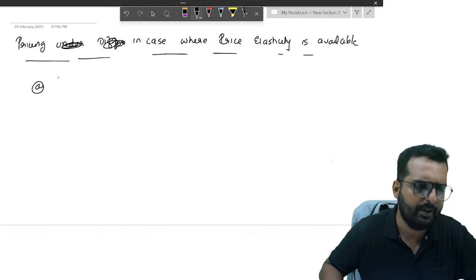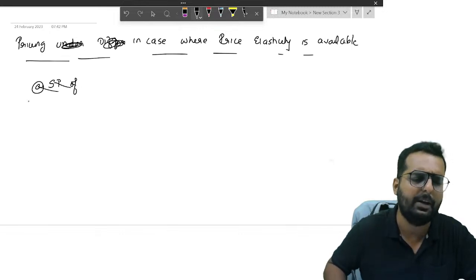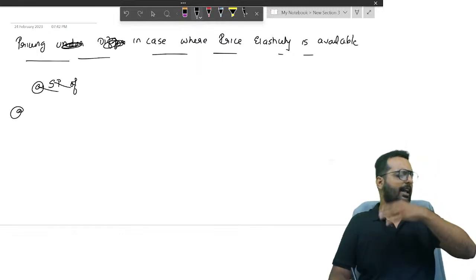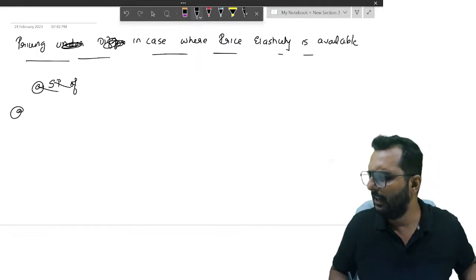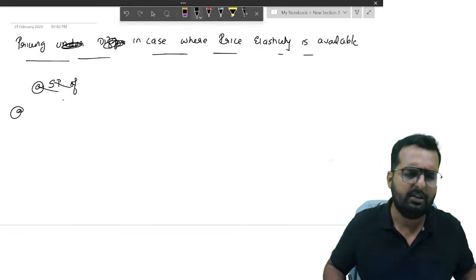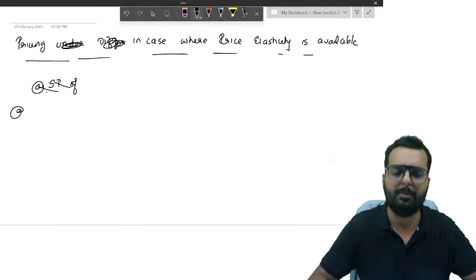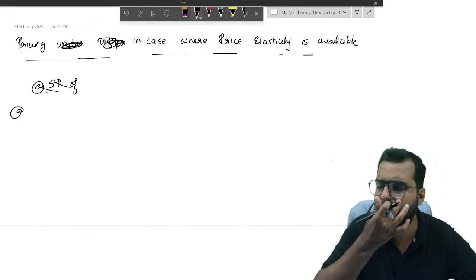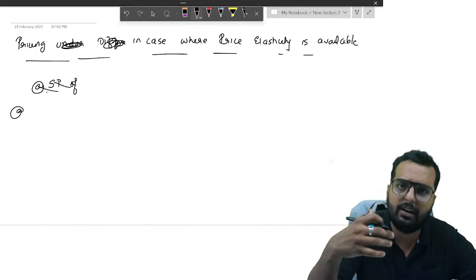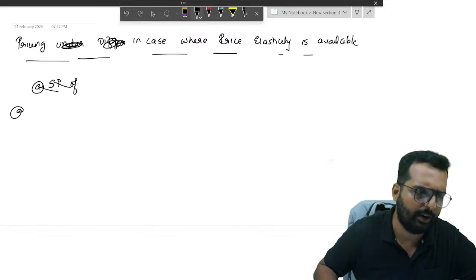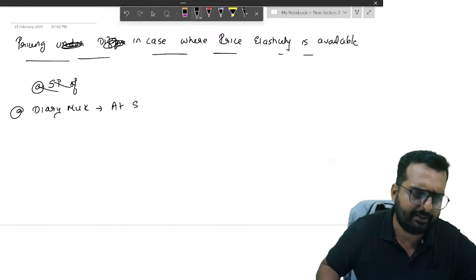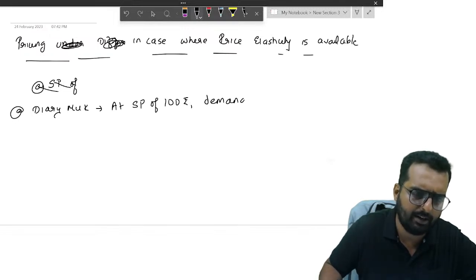Let us assume we are talking about a particular product. Tell me any particular product, friends. Let's talk about chocolates. Assuming that it is a price sensitive product, as the price goes on decreasing, the demand for the chocolate will go on increasing. Let us assume we are talking about Dairy Milk, and that at a selling price of 100 rupees, demand for Dairy Milk is 0.